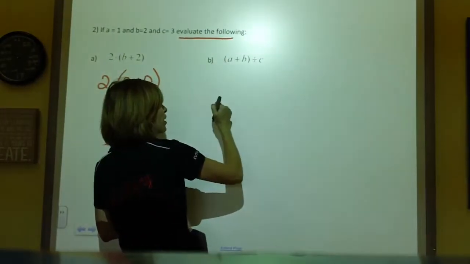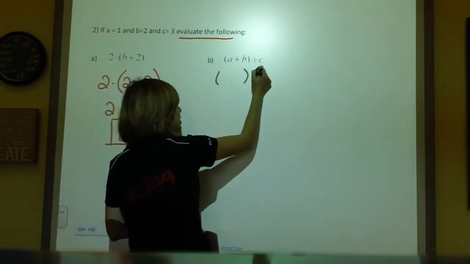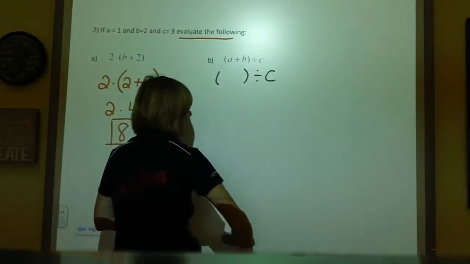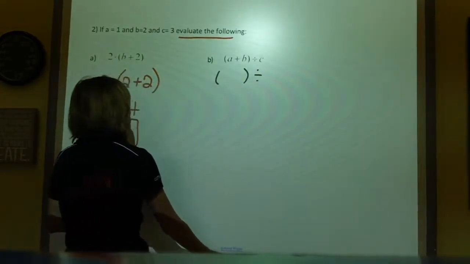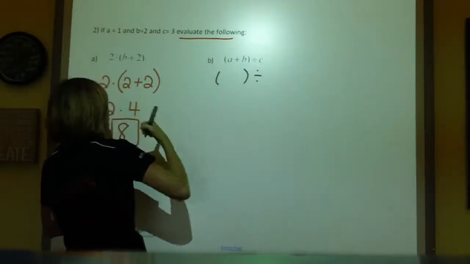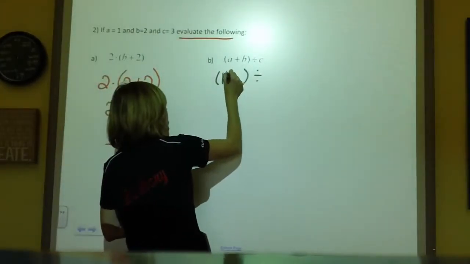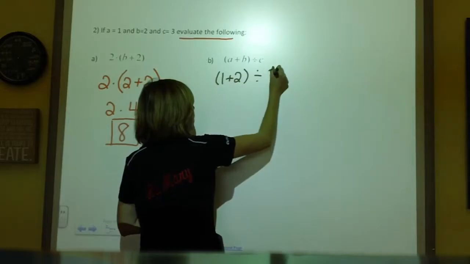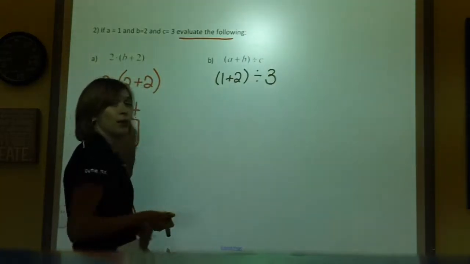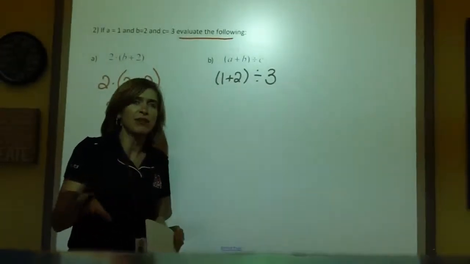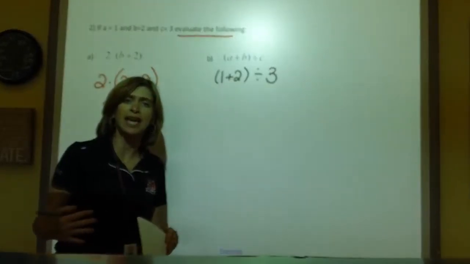I gave you all 3 variables. We want to keep those grouping symbols. Oops, keep the grouping symbols, keep the signs, plug the values in first. We're not going to try and do this in our head. We're going to do 1 plus 2 divided by 3. That way if you make a mistake and you just plugged it in wrong, then I can at least see where you made your mistake.